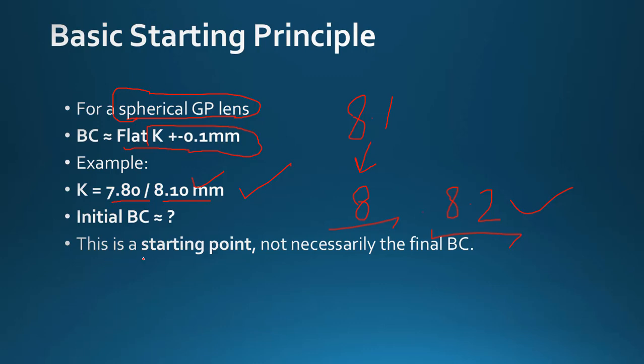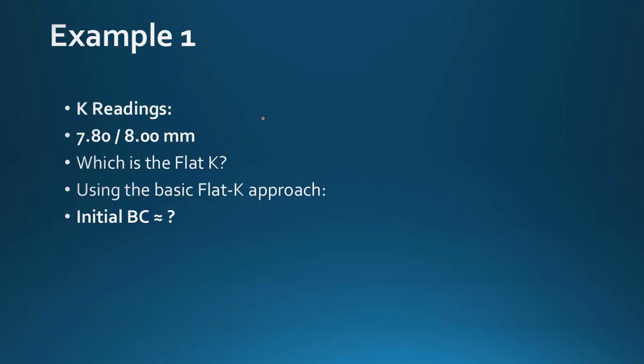And do remember that this is just the starting point. This is your initial base curve, not necessarily the final base curve, because the final base curve depends upon a lot of other characteristics such as corneal shape, amount of corneal astigmatism, lens design, and the manufacturer's guidelines for fitting or dispensing lenses. Let's do an example.